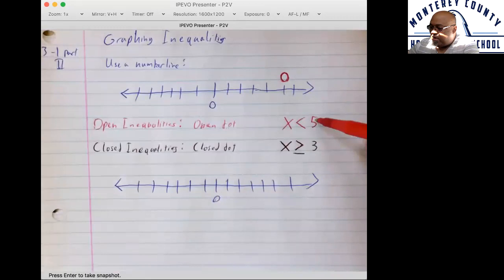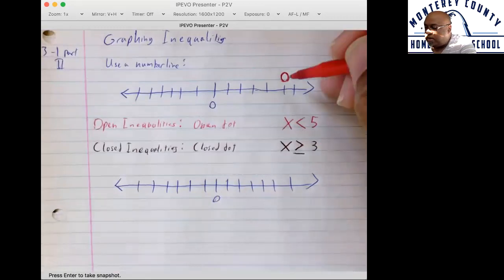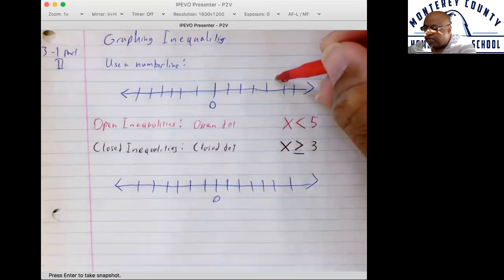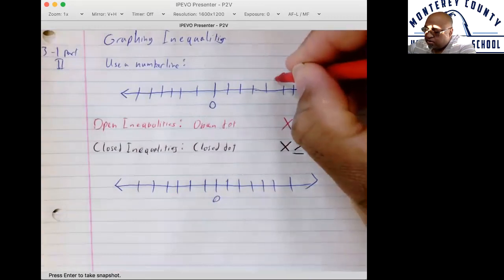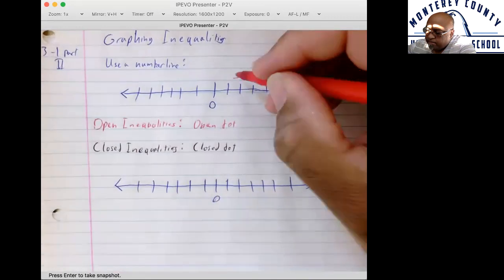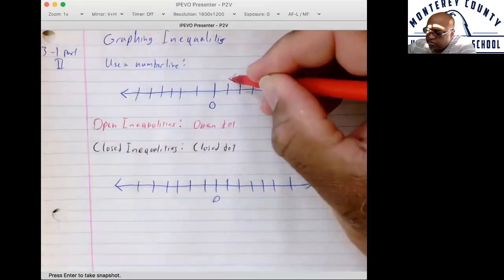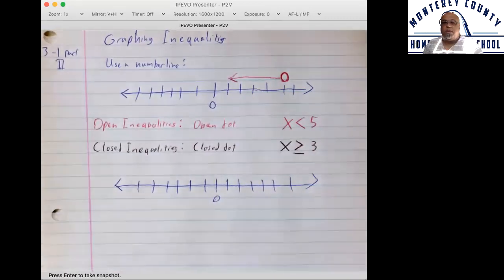So 5 is the number that's mentioned here. Now what we're looking for is not the value 5, we're looking for the value of x. The statement says that x is smaller than 5. So anything that's smaller than 5 would go to the left of 5. So draw an arrow from your open dot showing anything that is to the left of 5 could possibly be x.